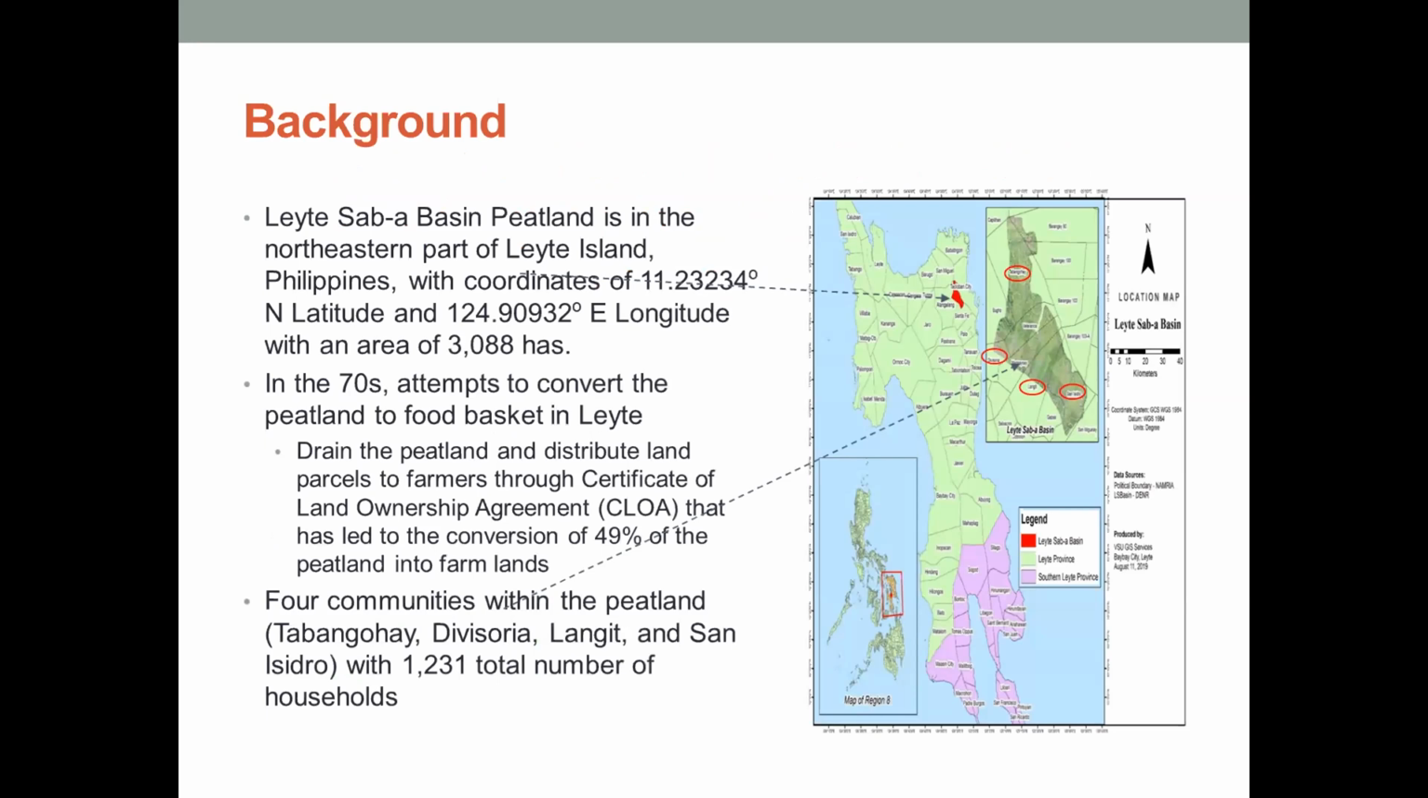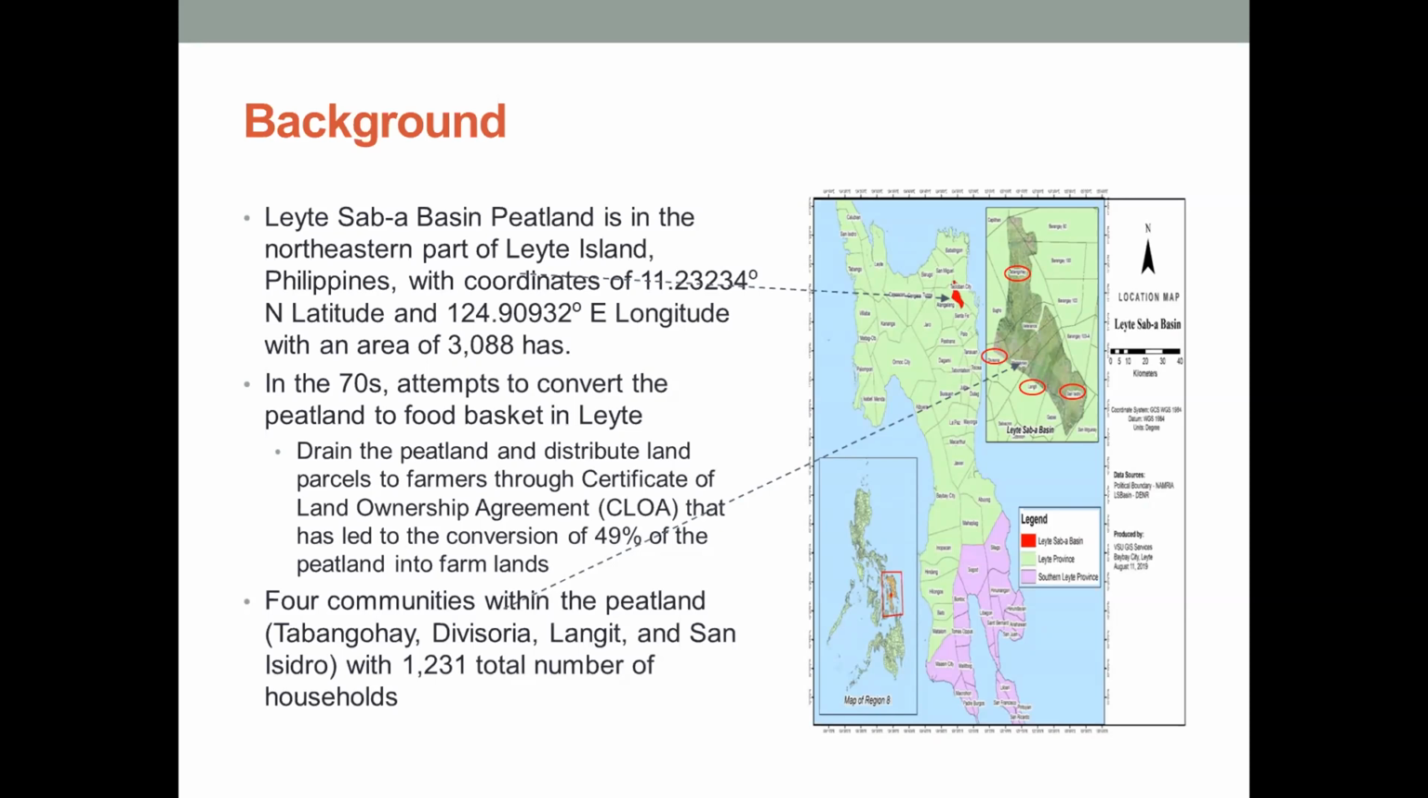To give you a background of Leyte Sab-a Basin Peatland, it is located in the northeastern part of the island of Leyte. It has an approximate area, based on official statistics from the Department of Environment and Natural Resources in the Philippines, of about 3,088 hectares. However, sad to say, in the 1970s, no less than the government attempted to convert the peatland to a food basket for the island of Leyte.